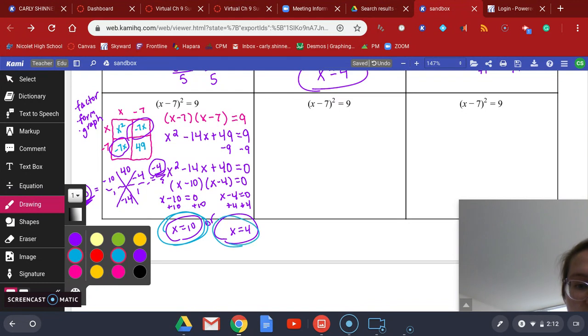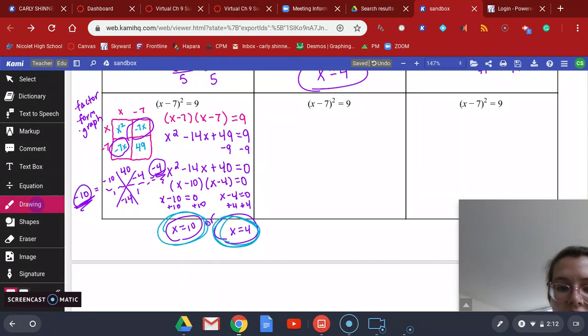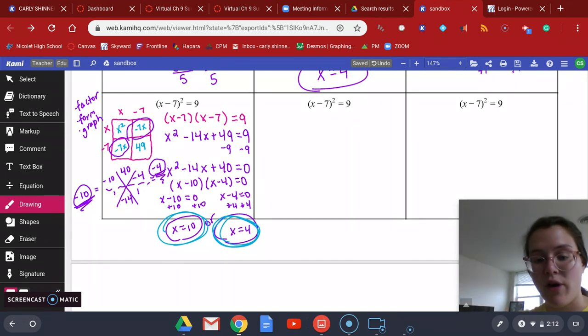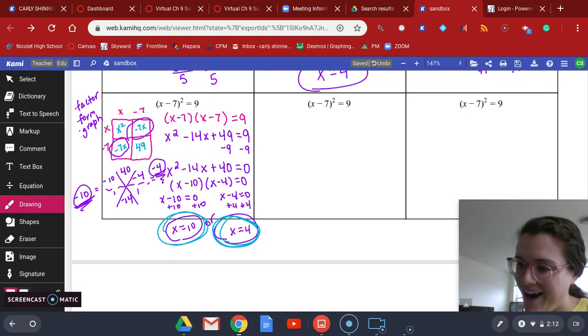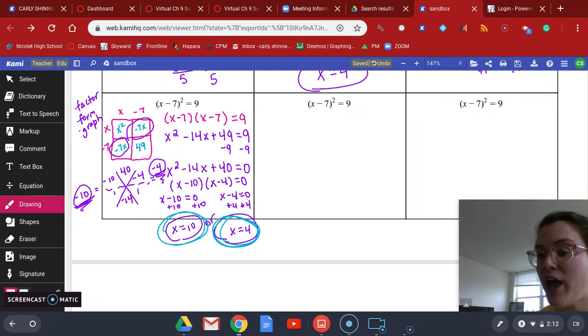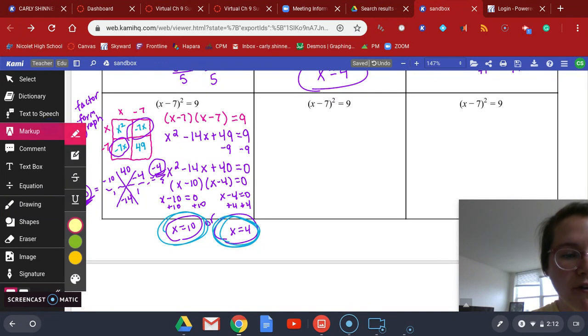I'll kind of circle them in two colors. So my two answers there are 10 and 4. 10 or 4. Those are my two solutions. So that was quite a bit of work, right? So maybe some of you are thinking, I don't think I'm going to be rewriting when I do that problem, which is okay, right? Not all strategies work for all problems.